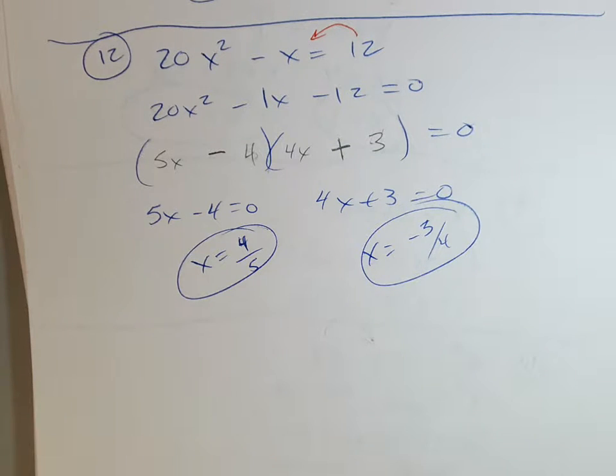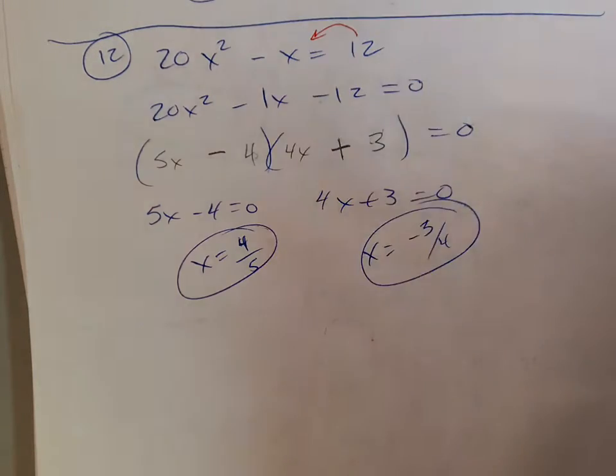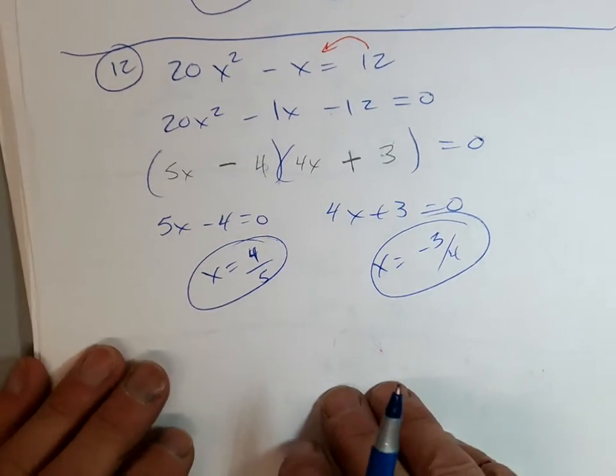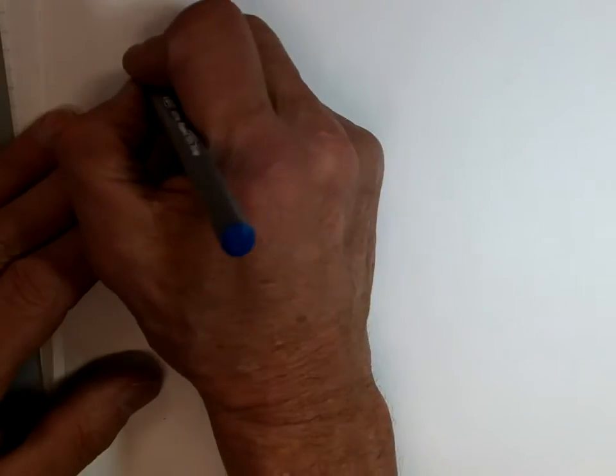13 and 14 are easy except for a couple of little things, but I'm going to make sure that we do it. Let me know when you're ready. Everybody done with 12? Okay. All right, let's do number 13.